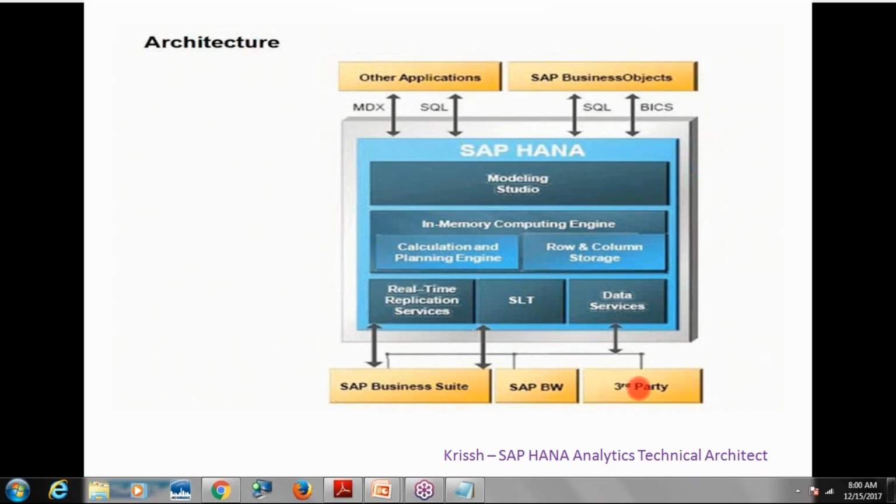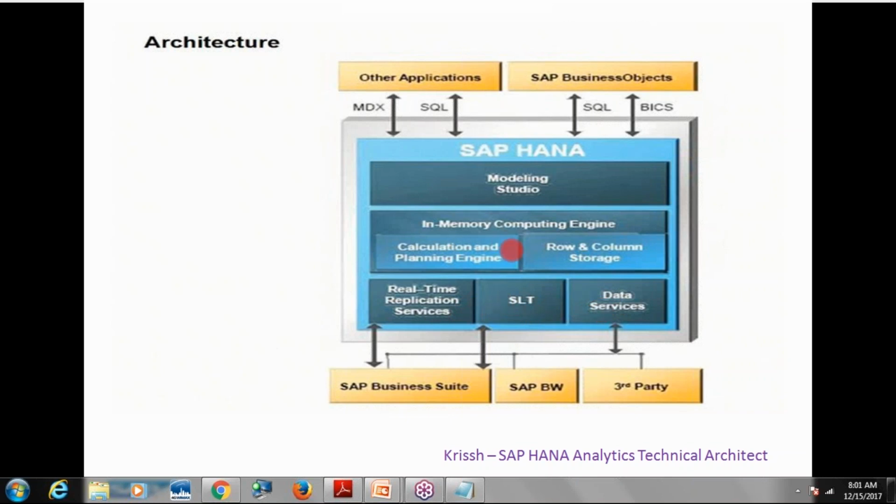or BW for HANA or any third party, SAP or non-SAP. And then this part would be your data provisioning, how you are getting data from multiple sources. Even though in the syllabus I have kept 9, I am just showing 2 tools here, based on how the diagram is going to fit.